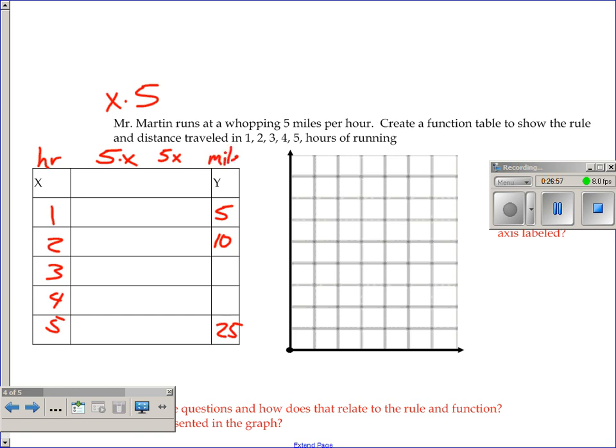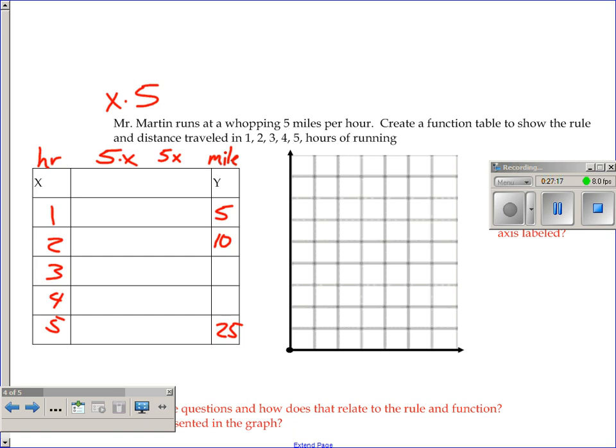All right. So now, today you're going to do this exact thing for homework. You're going to have to come up with the rule. You're going to have to put in your inputs, your outputs, and then you have to graph it. And some of you are going to say, Mr. Martin, this is just like science. Well, yes, of course it is.